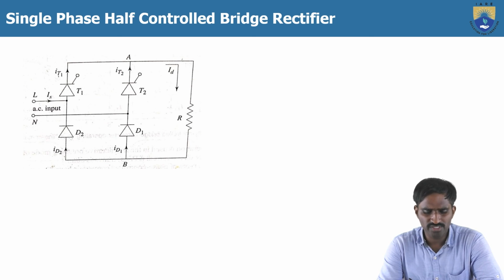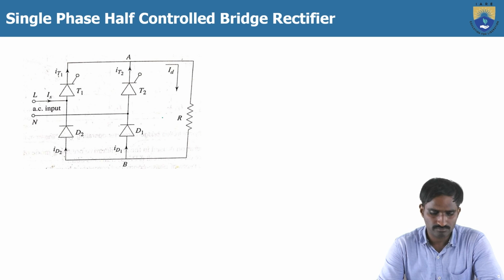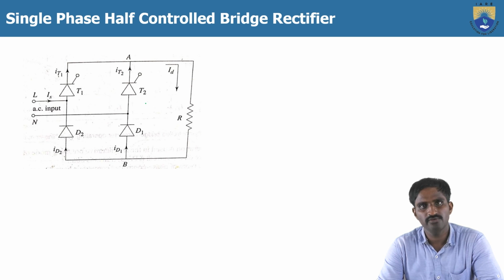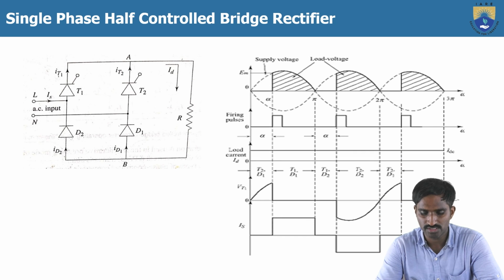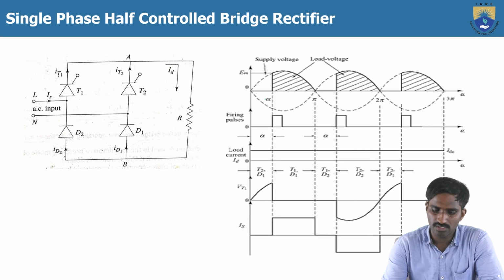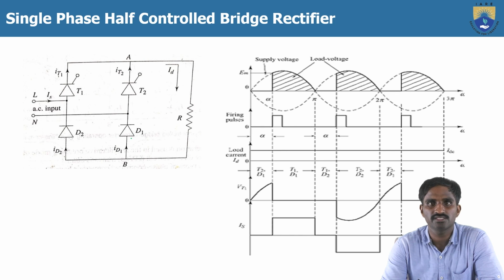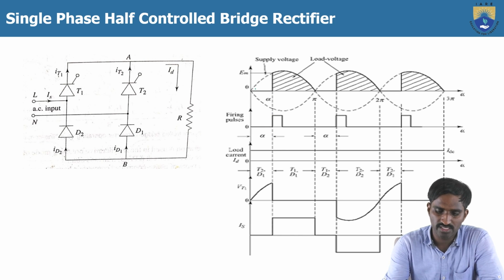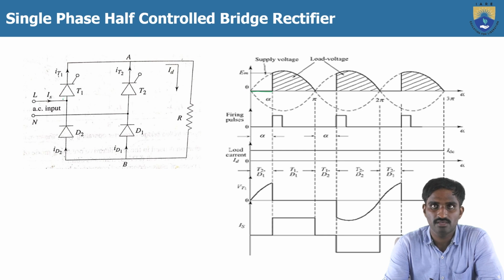When coming to the operation, it is the same. The single phase full bridge rectifier with R load and the single phase half controlled bridge rectifier with R load have more or less the same operation and waveforms. As you can see here, during the positive cycle, T1 and D1 will conduct. When you give the firing angle alpha to the gate signal of thyristor T1, then T1 will turn on. Forward bias is already applied, so D1 will also start conducting.